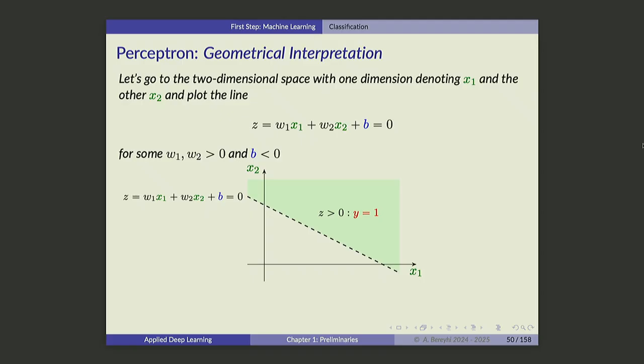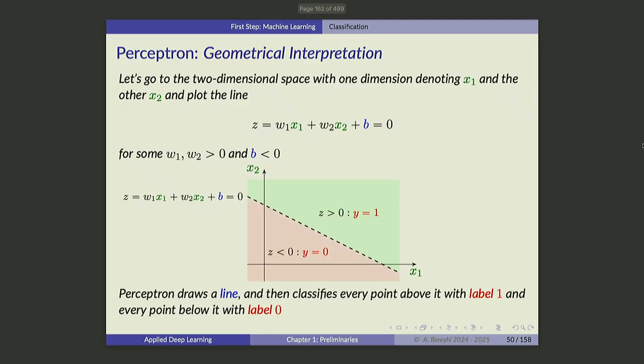When the sign is positive, it means that the label is going to be 1, right? And anything below it is going to have a negative sign. Any point below this line, when it passes through the perceptron, is going to have a negative sign for its z value, and then its label is going to be 0, right?